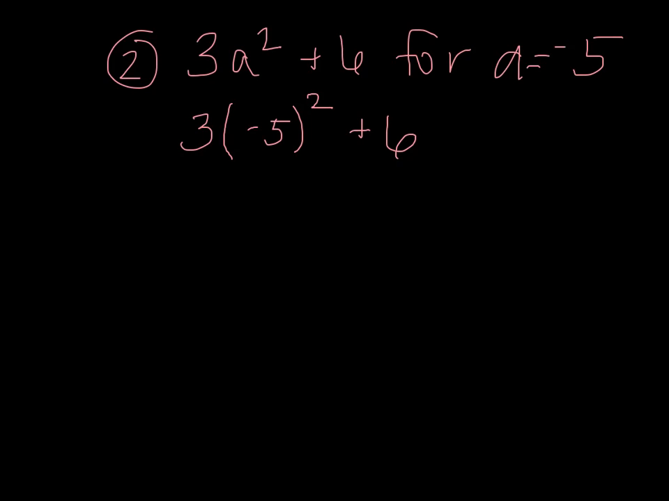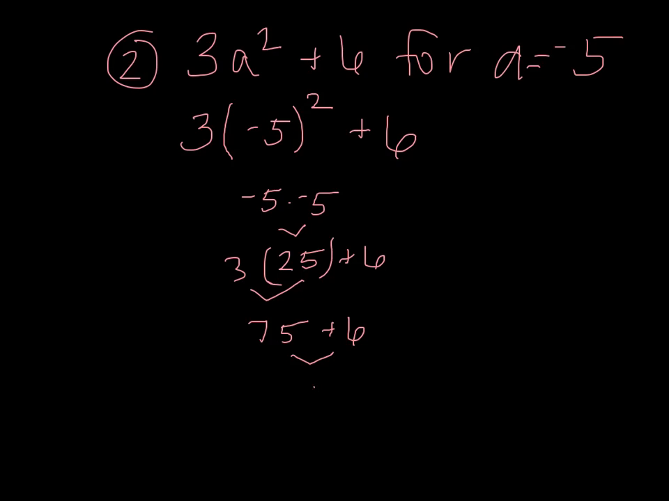Okay, so start with my parentheses. I see I have parentheses, but there's nothing I can do on the inside of them. A negative 5 is a negative 5. I'm not multiplying, I'm not adding, subtracting, dividing. So now I'm going to move on to my next one, which is exponents. I have to do negative 5 times negative 5, which is positive 25 plus 6 times 3. Now let's multiply. 3 times 25 is 75 plus 6. 75 plus 6 is 81. So there's my answer, 81.